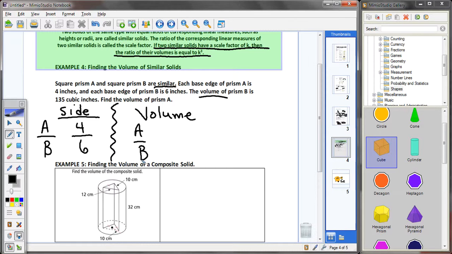Okay, so what we're going to do is we're going to take this 4 to the 6th now, or 4 over 6, and we're going to cube both numbers. So I need someone to run 4 to the 3rd power for me. So, here's my volume ratio. 64 over what?